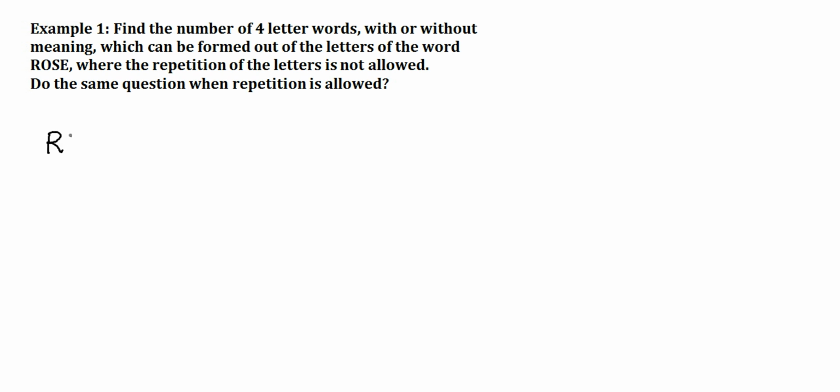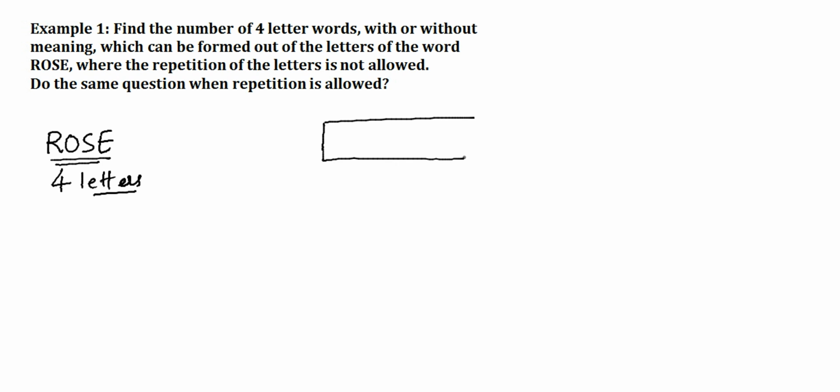So we have the letters of the word rose. Okay, these are four letters. And what are they saying? The question says that we have to find the number of words with or without meaning. So to form words with or without meaning, it is the same as arranging these letters of the word rose in these 4 places, in any order which is possible.